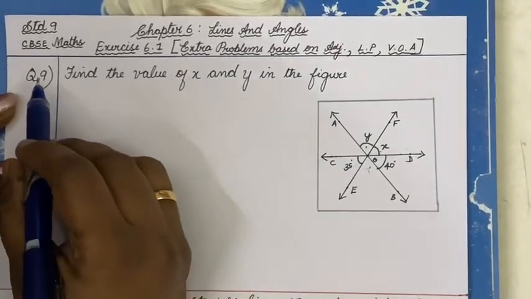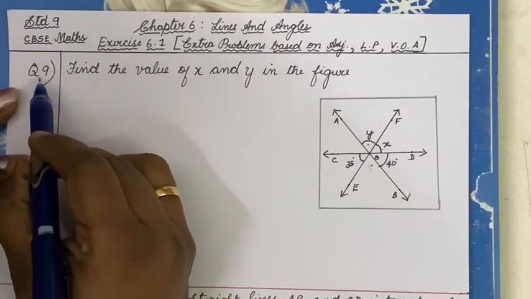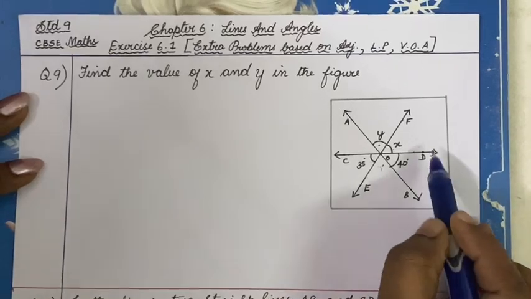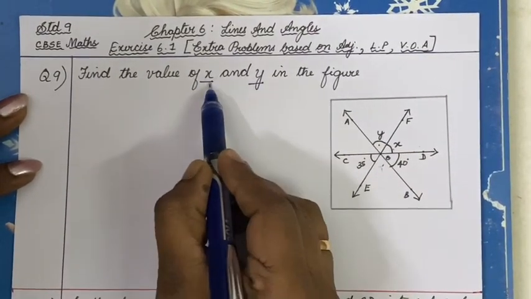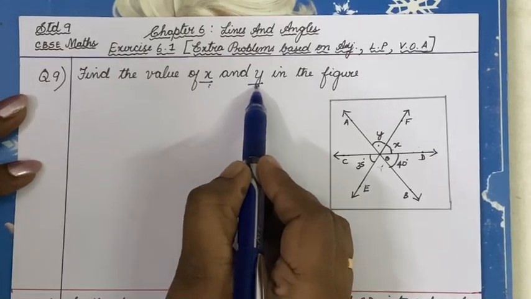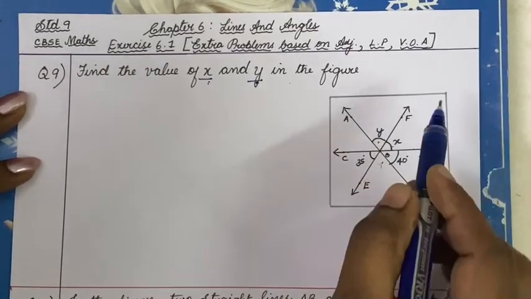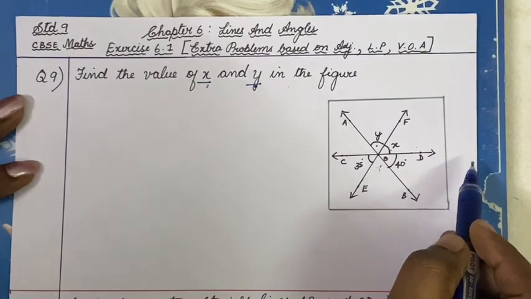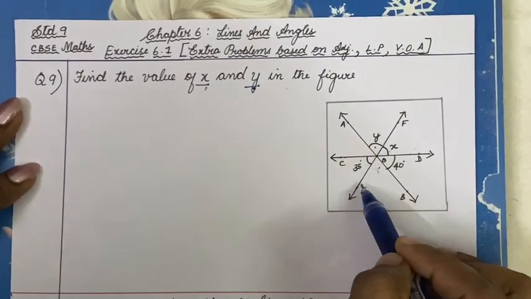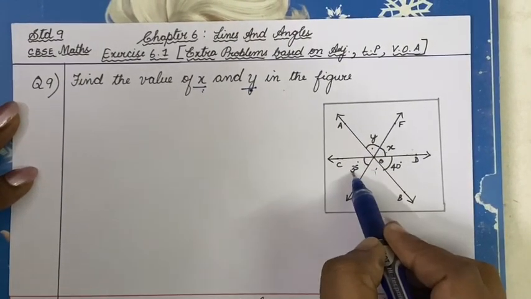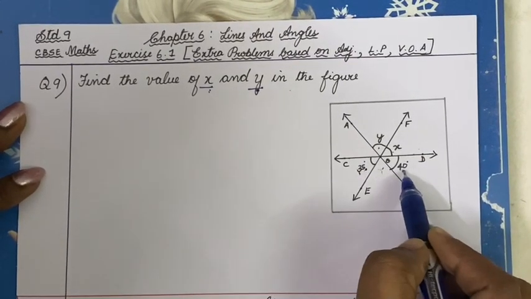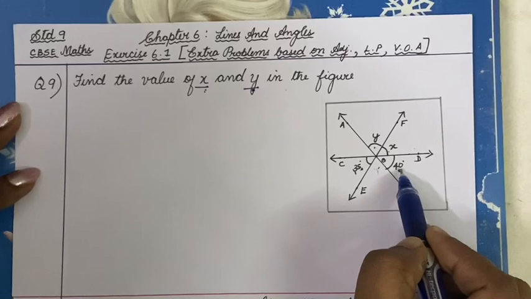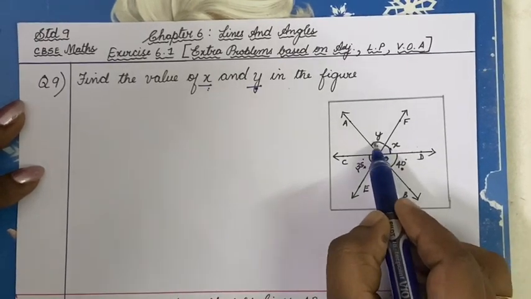Okay, so we've come to the ninth question. Ninth question also we've got a similar type of figure. Find the value of x and y. Now there are two unknown angles in the figure. So we'll just analyze the figure here. Looking at the figure, I could see two numerical values given. One angle is 35 degrees, the other measure of angle is 40 degrees. But here there is x and here there is y.